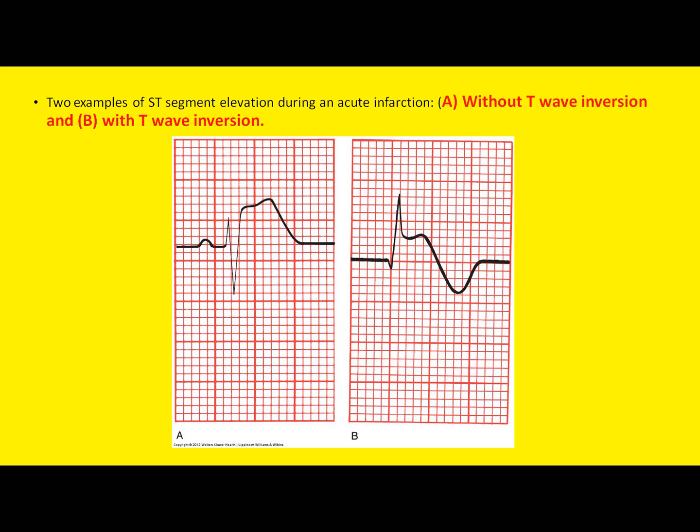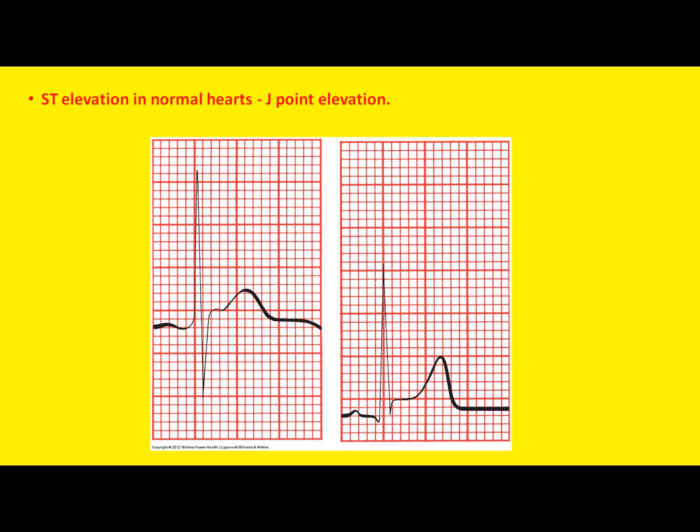There are other reasons STs elevate, but the way you know if it's a heart attack is to see how it merges with the T wave. See how it merges with the T wave. That's a heart attack. So if the ST elevation connects to the T wave, that is a heart attack, pretty much. So you should remember that when you look at an ECG.